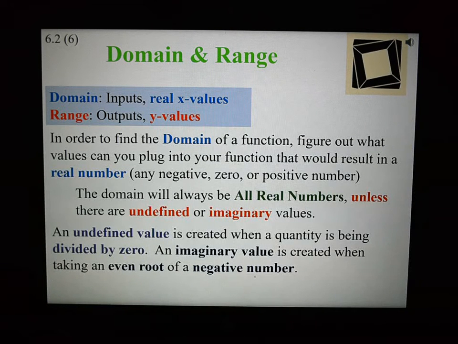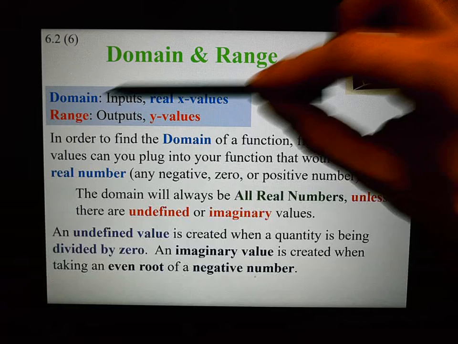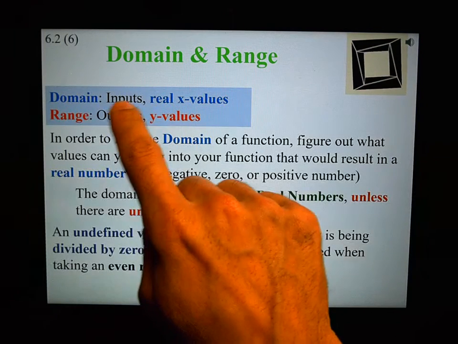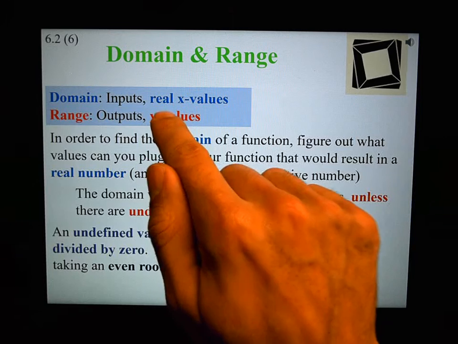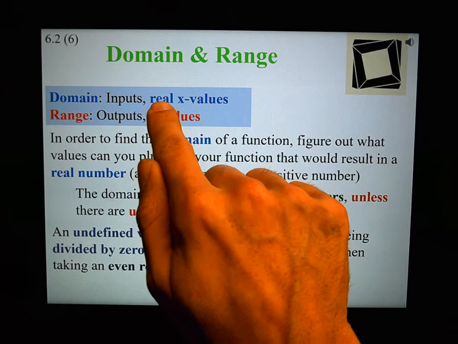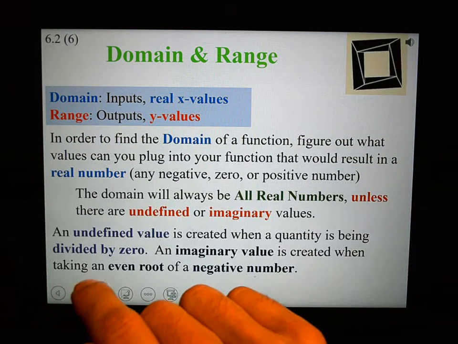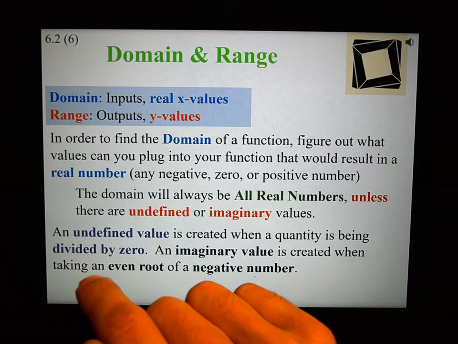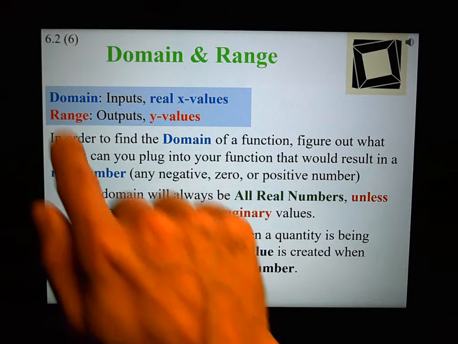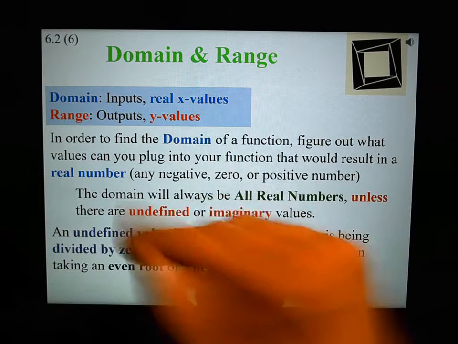For domain and range, what I want to remind you is we've already talked about this, but the domain are your inputs. They're also known as what your x values can be. They are always real x values, not imaginary, not undefined, real x values. That's what our domain is. Our range are our outputs or our y values.